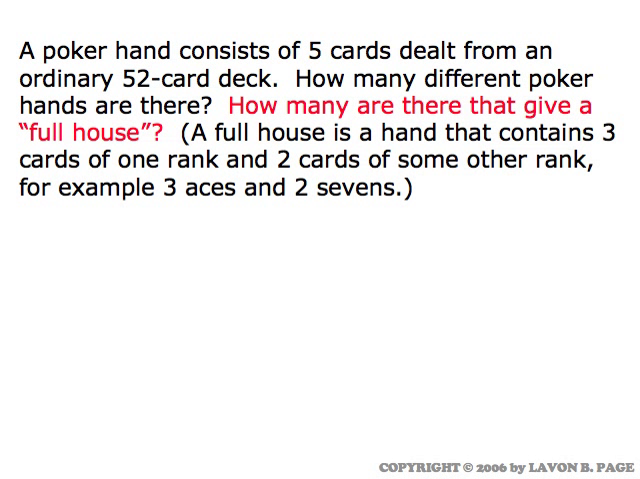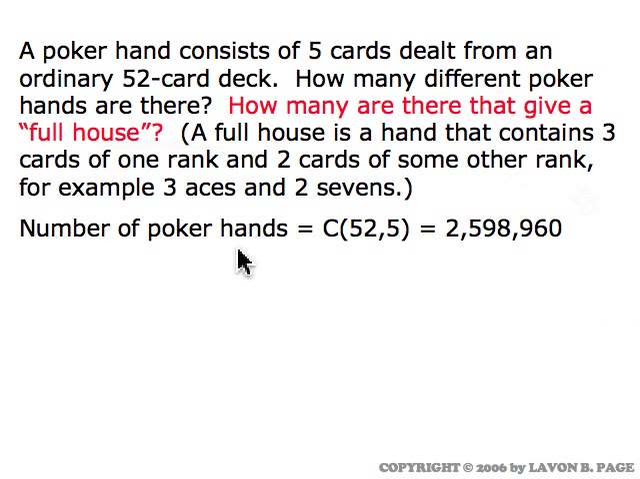For many variations of poker, you deal 5 cards to each player from an ordinary 52-card deck. Let's consider how many different poker hands there are. How many different ways could you be dealt 5 cards from a 52-card deck? And then secondly, how many of those hands would give you a full house? A full house is a hand that contains 3 cards of one rank and 2 cards of some other rank. For example, you might have 3 aces and 2 sevens. So we have 2 different questions here. We want to count the number of poker hands, and we want to count how many there are that contain a full house.